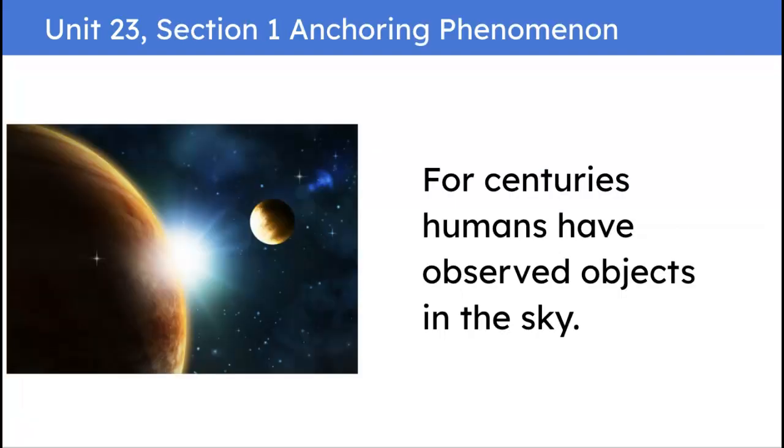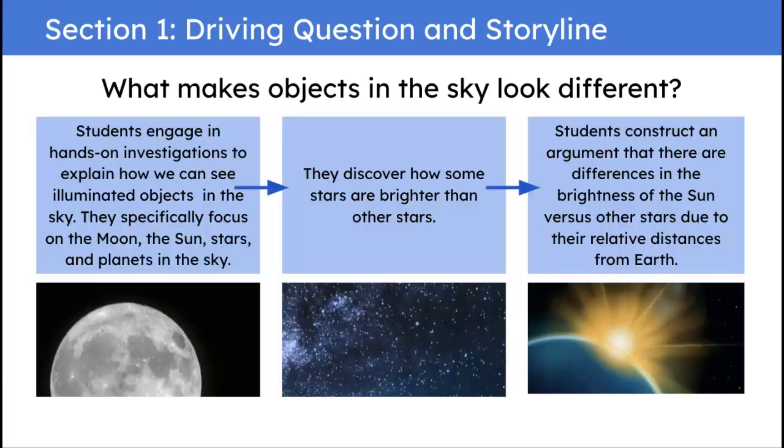The anchoring phenomenon for Section 1 is, for centuries, humans have observed objects in the sky. Students investigate the objects we can observe in the sky, including the sun, moon, planets, and stars. The driving question for Section 1 is, what makes objects in the sky look different?